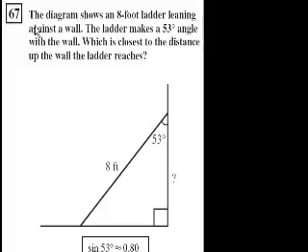All right. The diagram shows an 8-foot ladder leaning against a wall. The ladder makes a 53-degree angle with the wall. Which is closest to the distance up the wall the ladder reaches? So this is what they care about. This distance right here, right? So let's see how we can figure it out.